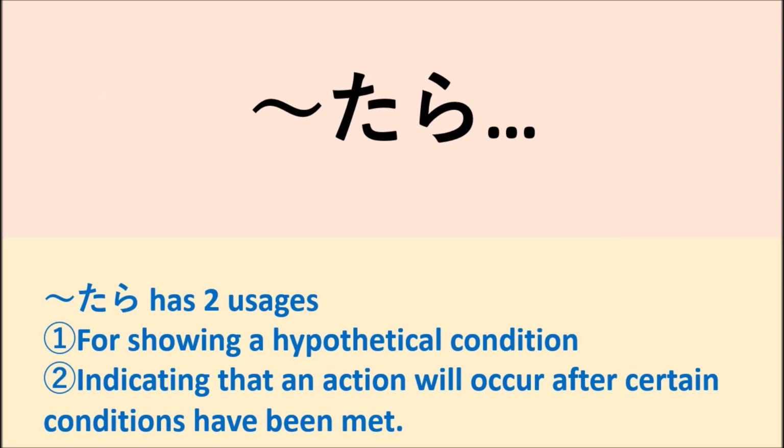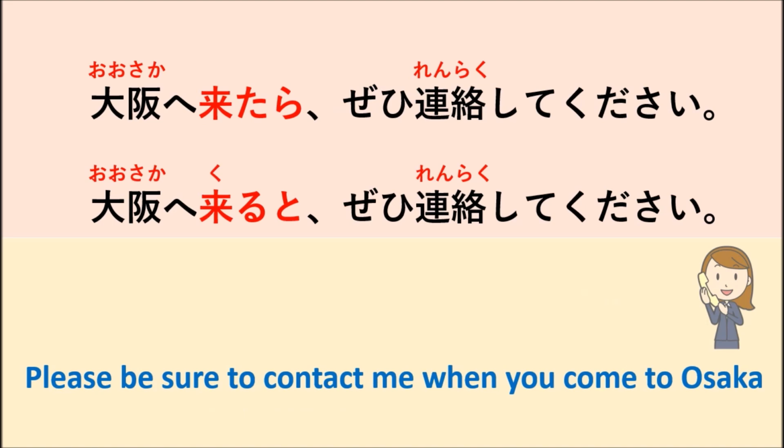So that means when you use なら/たら, after たら something might happen or not happen. But when you use と, this means it must happen. So it's different. Here we have a sentence like 大阪へ来たらぜひ連絡してください. And the second sentence, 大阪に来るとぜひ連絡してください.